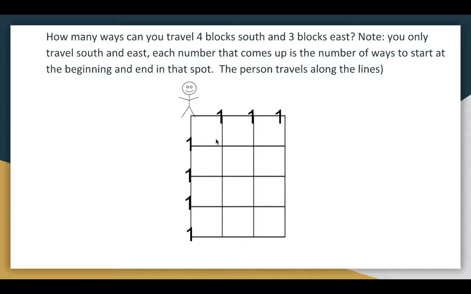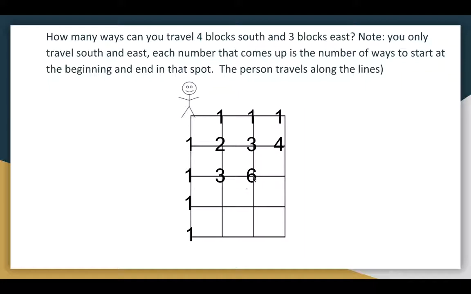Then the next one right here, if you think about how many ways to get there, you go one, two, and so the number there is two. And to get here, we go one, two, three, and so that number would be three. Then we go one, two, three, four, and so that number is four. This number here is similar to that one, it's three. This number here is similar to this one, it's going to be four.